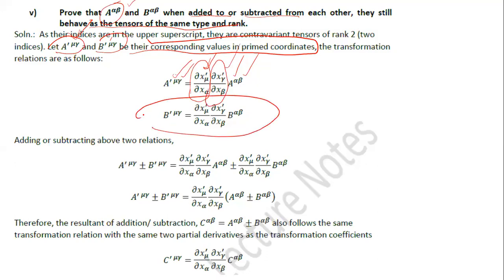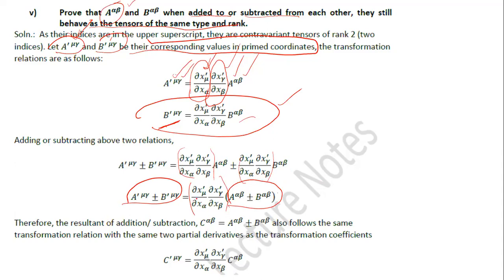Similarly, you can write the transformation relation for B alpha beta tensors measured in unprimed coordinates, and the corresponding values measured in the primed coordinates. Now you can perform addition or subtraction. If you add or subtract like this, this is what you get. If you add and subtract here, you will find that this term and this term can be taken as a common factor. So addition or subtraction of these will have this form, and addition or subtraction of these two contravariant tensors also will have this form.